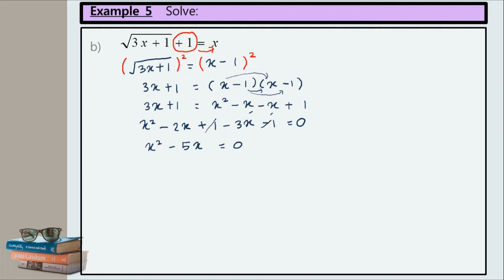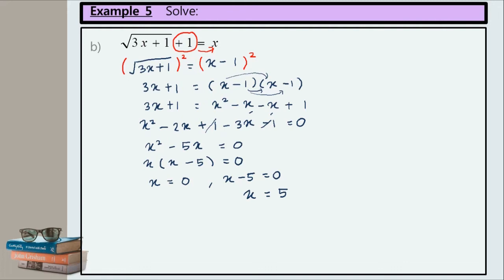So, x squared minus 5x equal to 0. So, how to find the value of x? Factorize x. So, we will have x in bracket x minus 5 equal to 0. So, our x is x equal to 0 and x minus 5 equal to 0. That means x equal to 5.